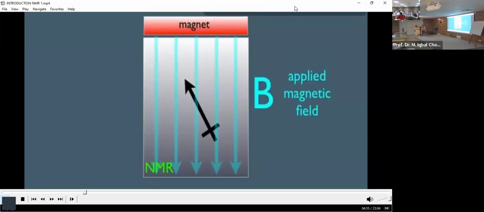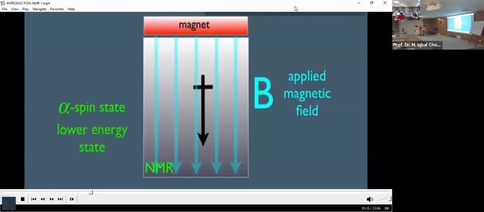Now remember, what effect would that have on our magnet here? Well, remember, it will orient itself with the magnetic field like this. And let's pause for some vocab here. If this happens, we are saying that this magnet is in what's called the alpha spin state. And we need to know that this particular state is considered the lower energy state, or more stable state.